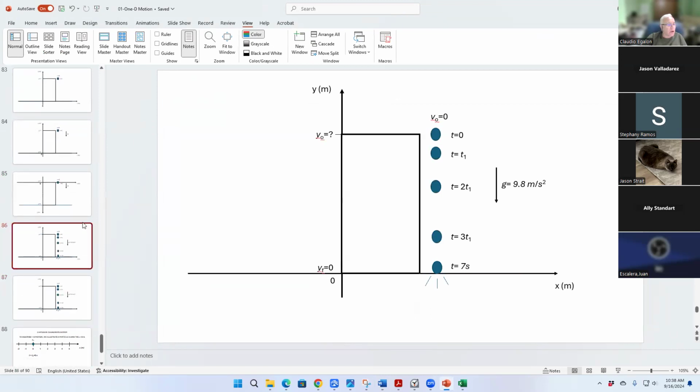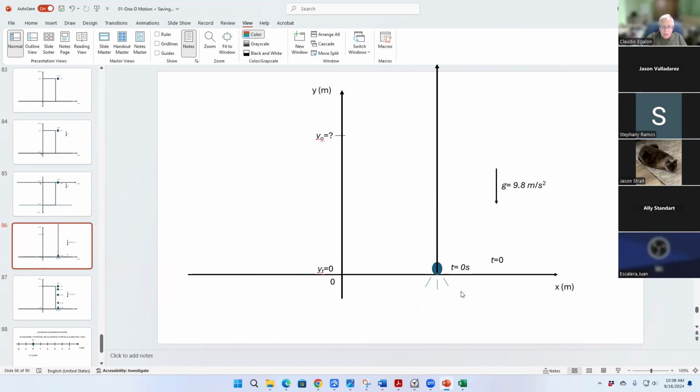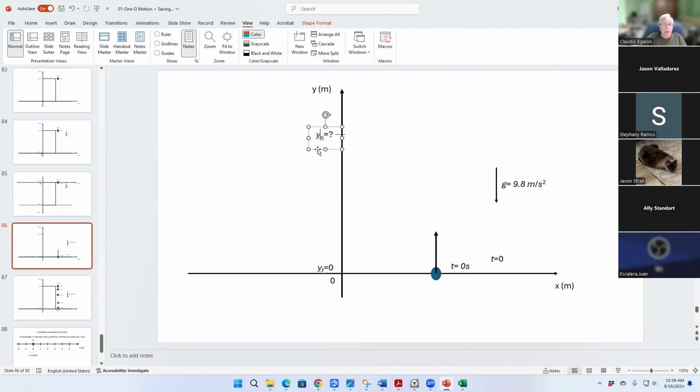Let's see if I have the illustration. Okay, so it's going to be like that. This is going to be 0 seconds. Here you go. So in this other problem, I start with the initial velocity. This object is initially at height 0, right? And I propel this object upwards with the initial velocity. Initial velocity that's known.